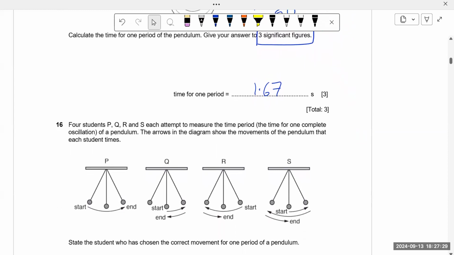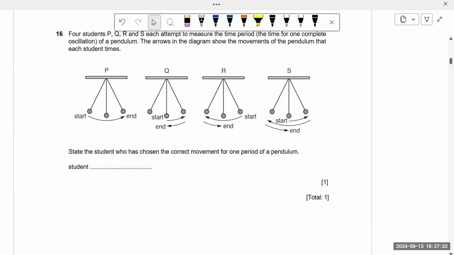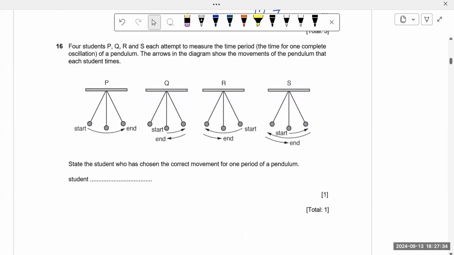Right, number 16. Four students, P, Q, R, and S, each attempt to measure the time period for one complete oscillation of a pendulum. Okay, remember what is one complete oscillation? Let's see. The arrows in the diagram show the movements of the pendulum that each student times.